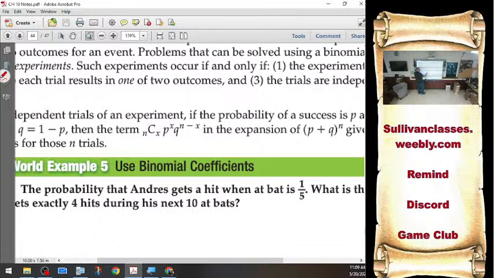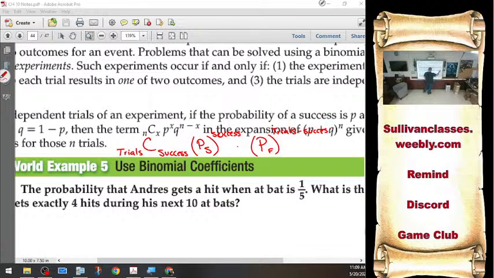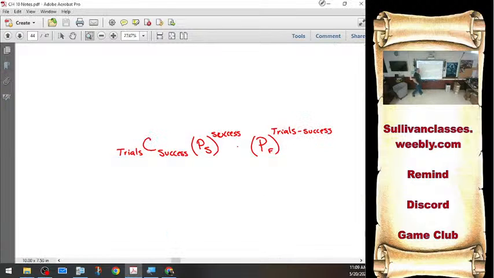So what this says is the number of trials, choose the number of successes, times the probability you succeed, raised to the number of times you will succeed, times the probability you fail, raised to n minus x, which is trials minus successes. Okay, that's what that formula means.